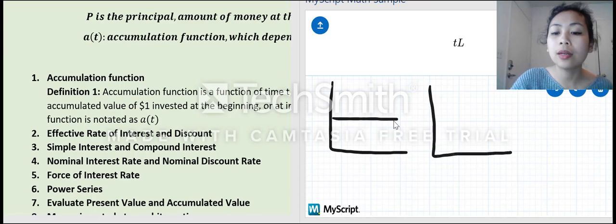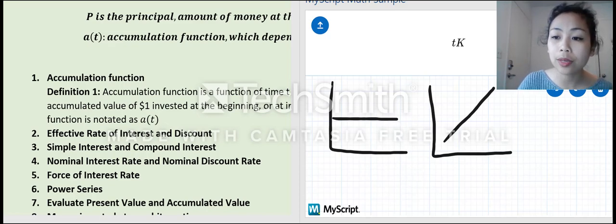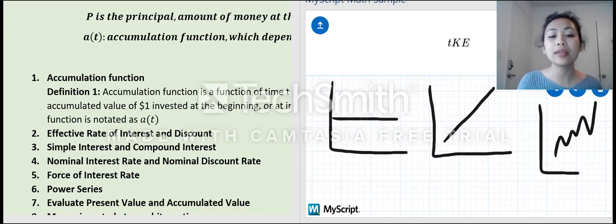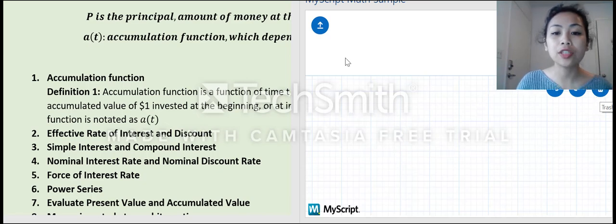Another case is when money grows along a straight line, a linear function. In this case, we call it simple interest, and I'll go over simple interest later. Sometimes the accumulation function will look like this. So we have many types of accumulation function. That is the first definition, the accumulation function.